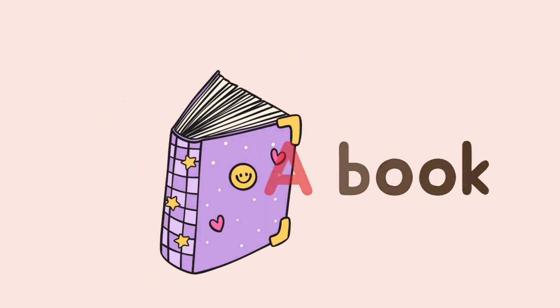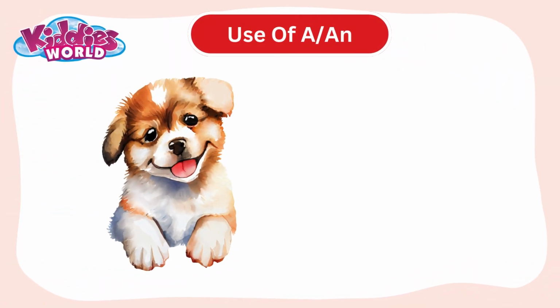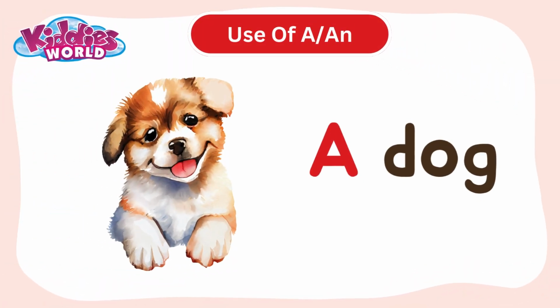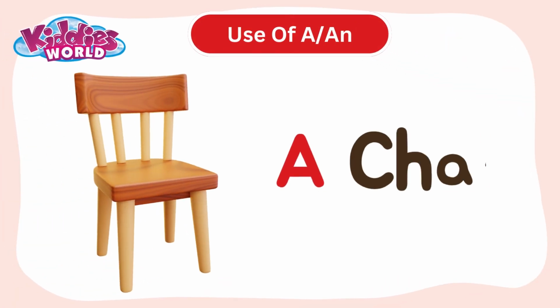Fantastic. Example 3. What do we have here? A dog. We say a dog. Repeat after me. A dog. Well done. More examples. A chair. A nib. A lamp.